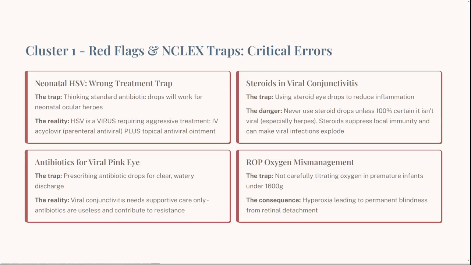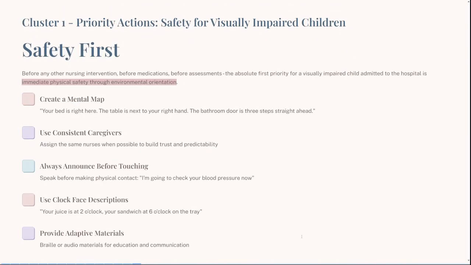Immediate physical safety. Before you do anything else, you have to orient the child to the room. The bed is here, the table's right next to it, the bathroom door is 3 steps that way. They need a mental map of their space immediately to prevent falls and injury. Safety always comes first. Makes sense.